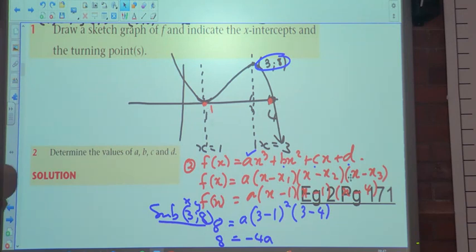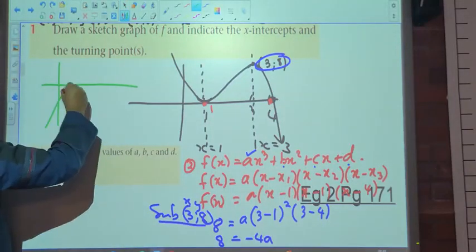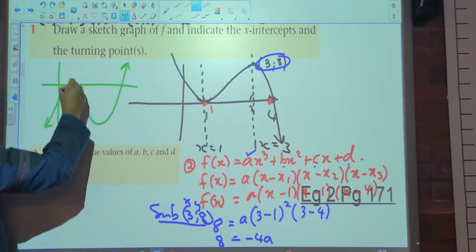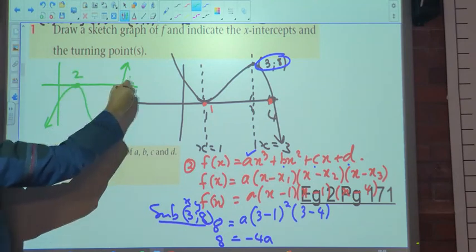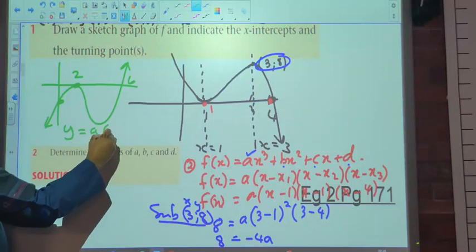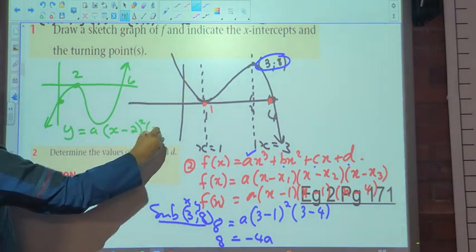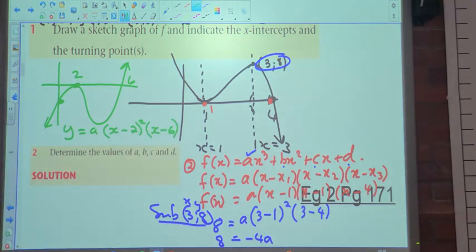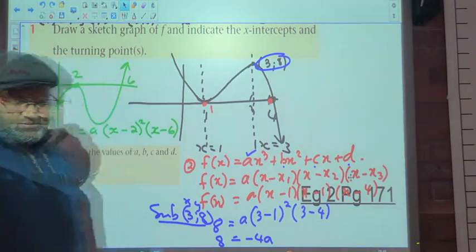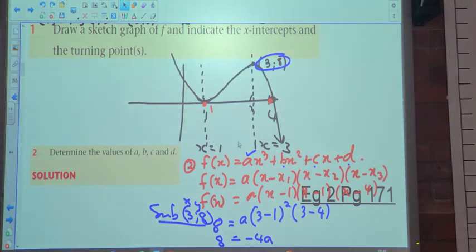Okay. So she's asking us here. The graph looks like this. So that is a 2 here. There's a 6. Then what should the formula now read? y is equal to a into (x minus 2) squared into. You guys understand? Any other questions? Simple, no?